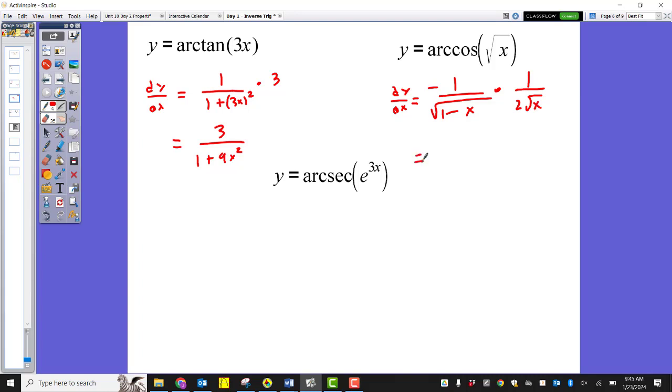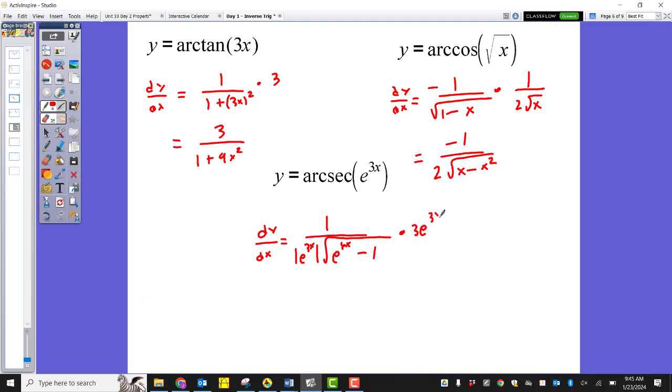Now this one can be simplified a little bit more. We can multiply the square root of x into the square root, so x minus x squared. That's about it. Same with this last one. Now this one requires a little bit extra simplification at the end. We have 1 over absolute value of the inside, so e to the 3x, square root of the inside squared, so e to the 6x, minus 1, times the derivative of the inside, so 3e to the 3x.